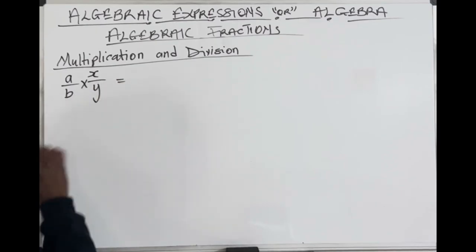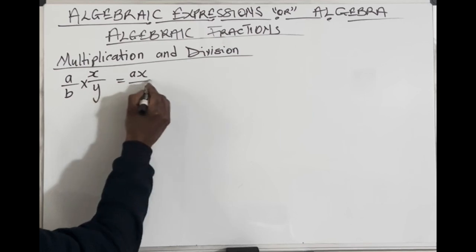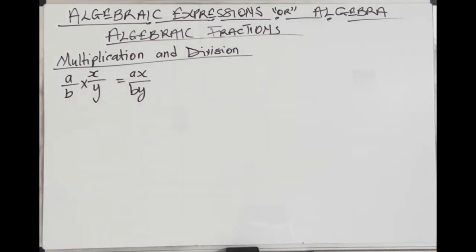What we are saying is just multiply the numerators, so ax over, and then the denominators, by. Easy. Before multiplying, cancel any factor common to the numerators and denominators. This makes the multiplication easier. Always check that your answer is in its simplest form. Whenever we are dealing with fractions, we know that we have to break things down to their simplest form.